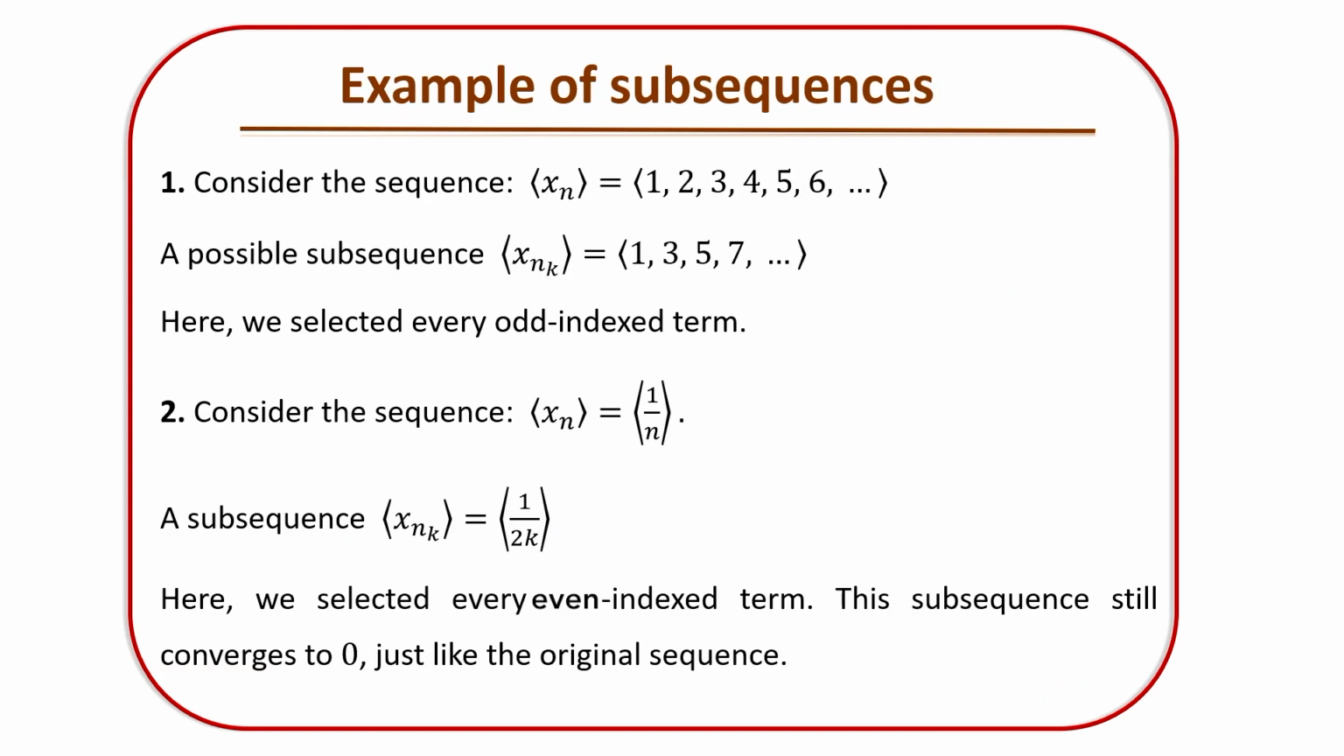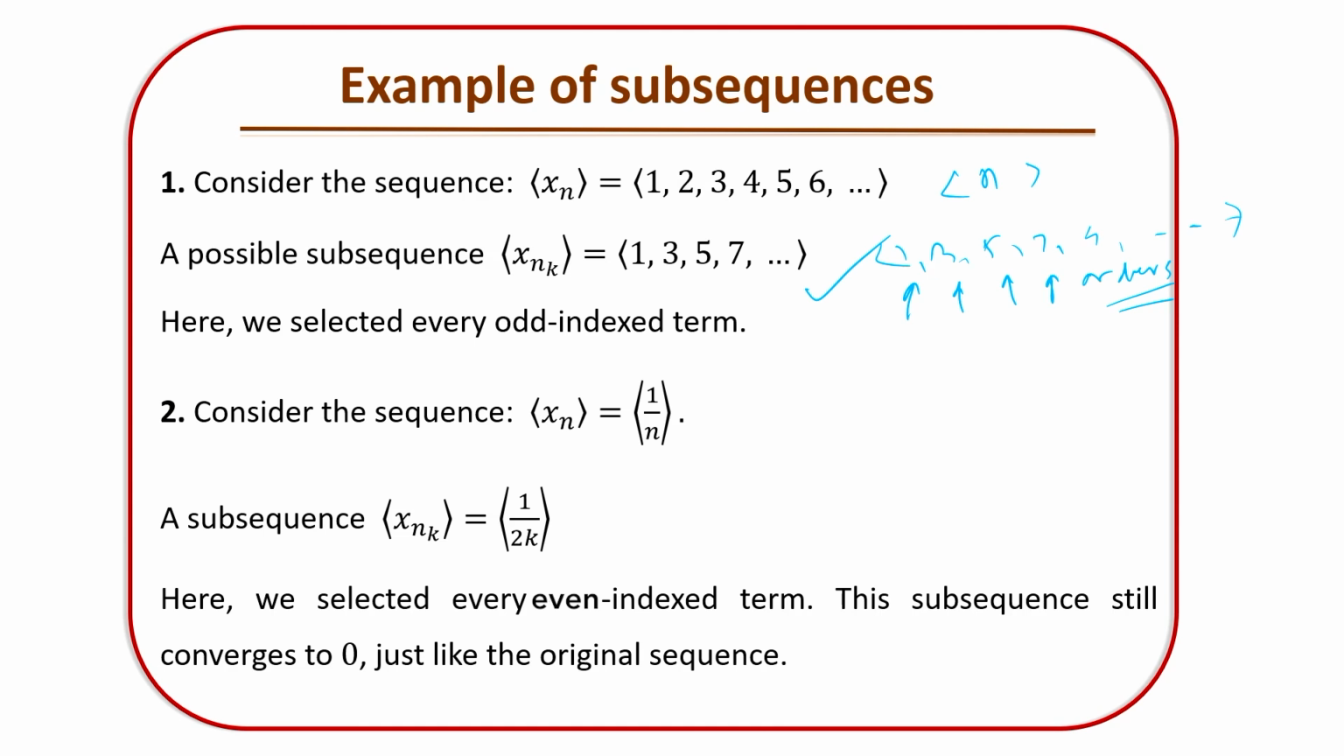Consider the first example: 1, 2, 3, 4, 5, 6. So this is the natural numbers n, right? It is a sequence. And now consider odd numbers: 1, 3, 5, 7, 9, and so on. As you can see here, this becomes a subsequence. We have seen how it becomes a subsequence because it retains the terms and their order. So their order is maintained in the subsequence.